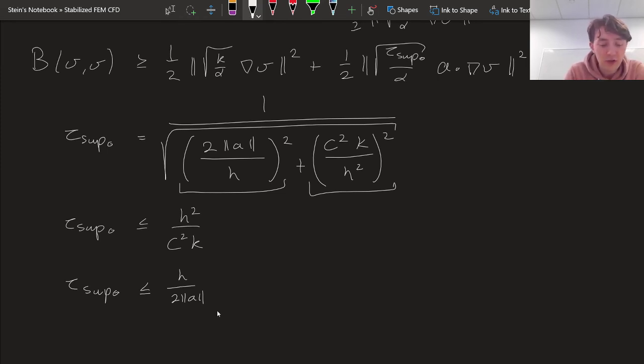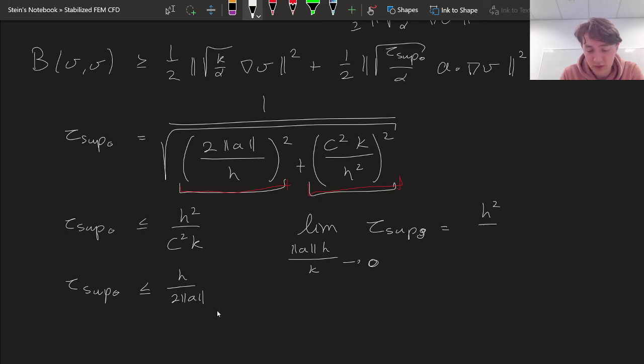Additionally, we can also obtain certain limits of this tau expression. In particular, if I have a limit where the magnitude of a times h divided by kappa goes to 0, then this tau SUPG is going to limit to this one. This one is going to be approximately 0, and this one is going to be non-zero. So you would end up with that expression. That means that this is going to be equal to h over 2 c squared kappa. And that's kind of what we want as well.